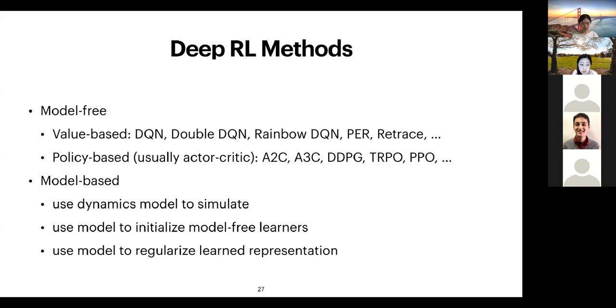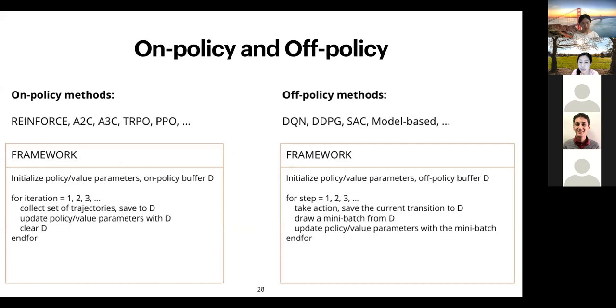Again, unfortunately, we didn't have time to talk about that. But here is just a brief idea of what model-based methods could be used. So finally, on the last slide, I wanted to talk about the difference between on-policy and off-policy methods in deep reinforcement learning. As we said before, on-policy methods include, for example, REINFORCE, A2C, A3C, TRPO, PPO, and off-policy methods include DQN, DDPG, SAC, and model-based methods. Usually model-based methods you would classify as off-policy methods.